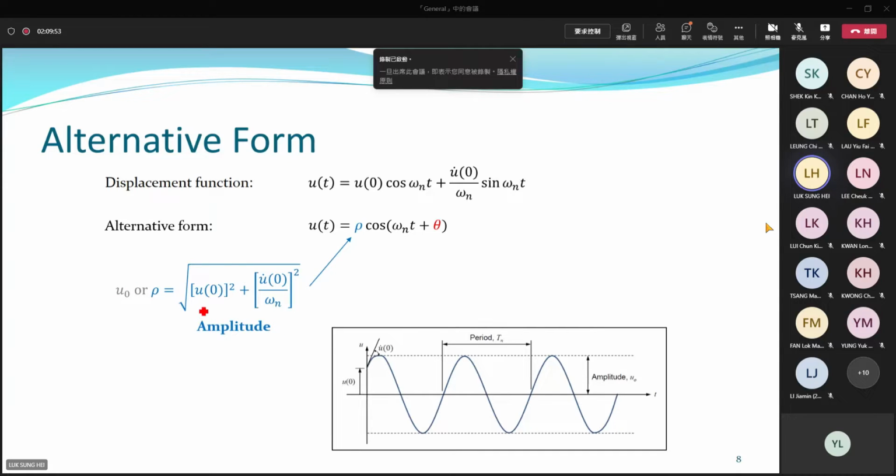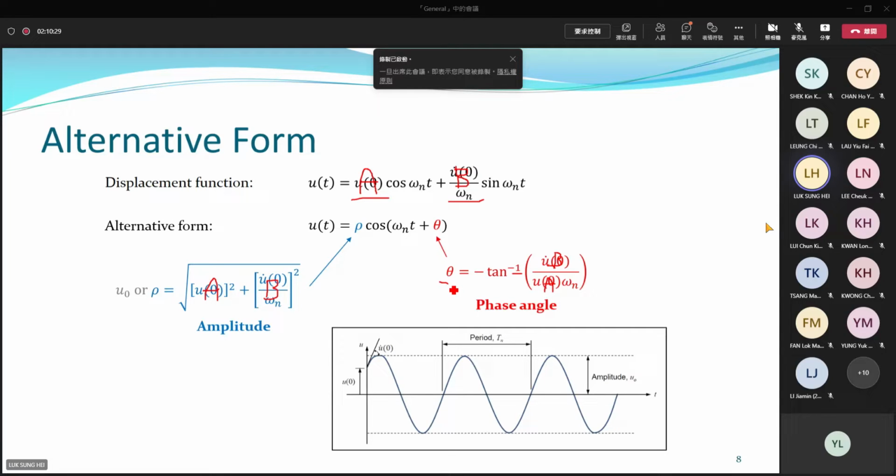It's quite easy to remember this equation if you understand it. This is A, right? This is B. The amplitude is simply the square root of A squared plus B squared. So if you know A and B, then you can use this simple equation to find the vibration amplitude. The phase angle is the arctangent of B over A, which helps you find the phase angle theta.